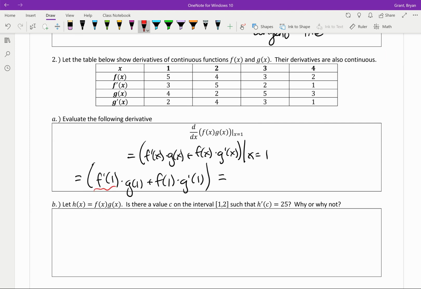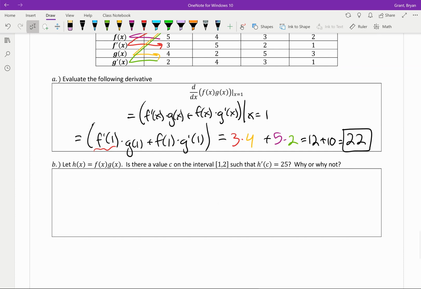F prime of 1, well, we take an input of 1, go to f prime and say, cool, that's 3. And then g of 1, that looks to be 4. Plus f of 1, that looks to be 5. Be nice if the next one's 6, 3, 4, 5, 6. That'd be a pretty fun pattern, right? But I don't think it's going to be, unfortunately, and I haven't used green. We're going to do g prime of 1, and that is 2. So I think we're looking at 12 plus 10, which is 22.